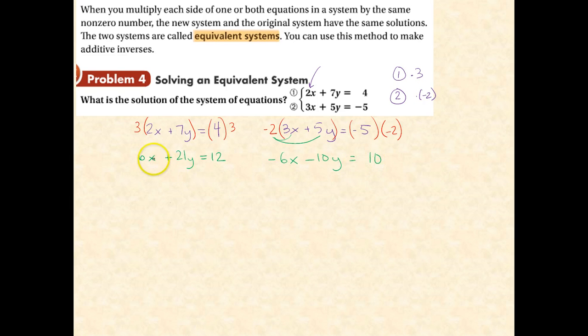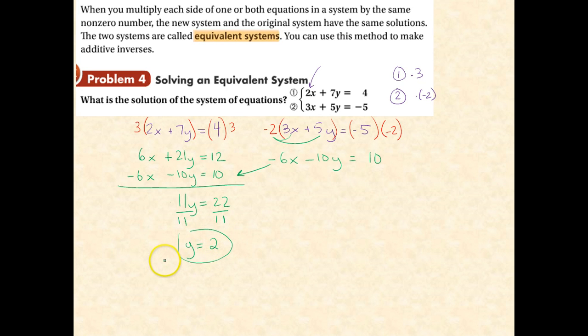Now you might notice that I have 6x and negative 6x. So if I was to add these equations, my x's would cancel out. 6x minus 6x is 0. 21 minus 10 is 11, so we get 11y equals 12 plus 10, 22. Divide both sides by 11, and y equals 2. So there is half of our solution.